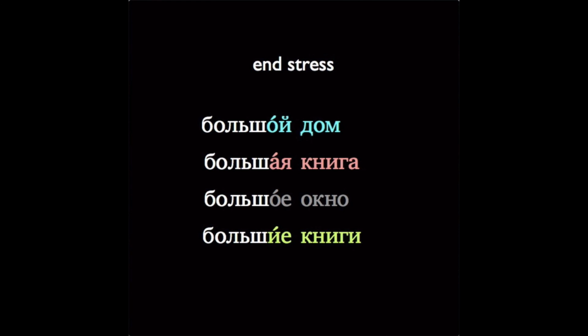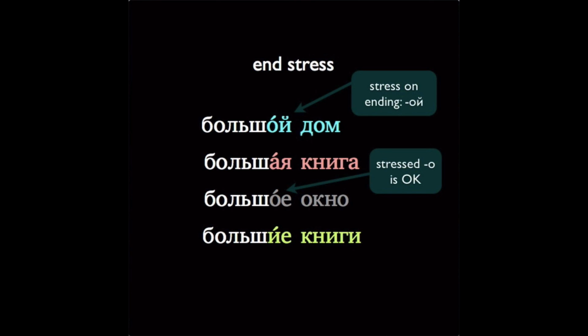Большой дом, большая книга, большое окно, большие книги. The ending is stressed in this word, and that explains why we have ой in the masculine, and also why we can have ое in the neuter. Remember, the 5-letter rule concerns only unstressed о. The stressed о here in большое is okay. And in the plural, once again, we see the spelling determined by the 7-letter rule.